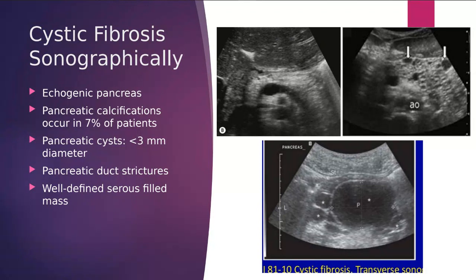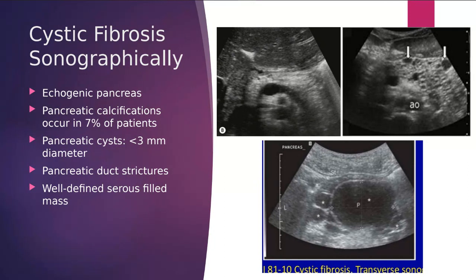Again, that's going to depend on how long they have been dealing with this and how much the pancreas is going to be affected by it. We also can see those cystic replacements as well. So we're going to see pancreatic cysts that are usually going to be small in size, less than 3 millimeters in diameter. We can also see the pancreatic ducts becoming very narrow.